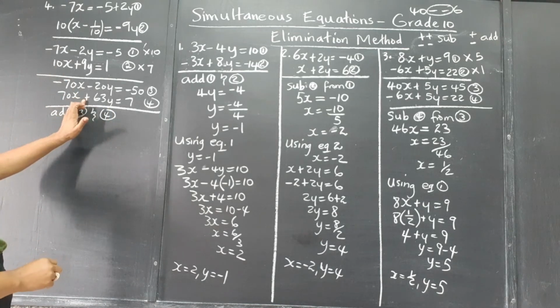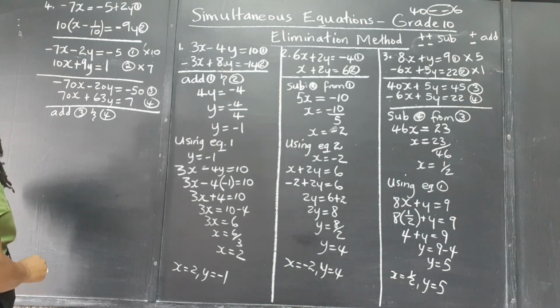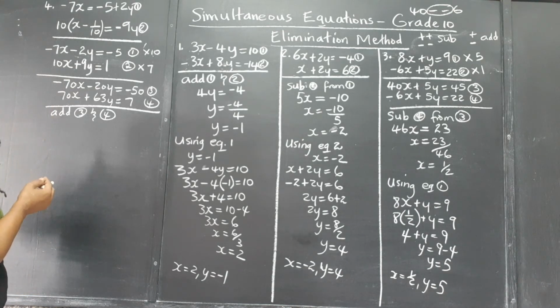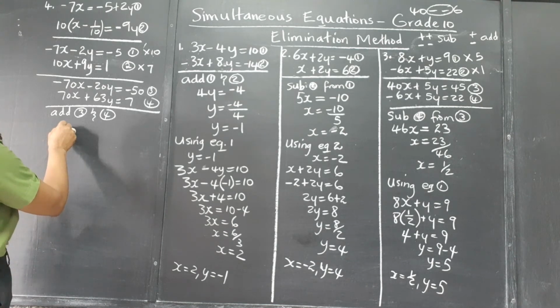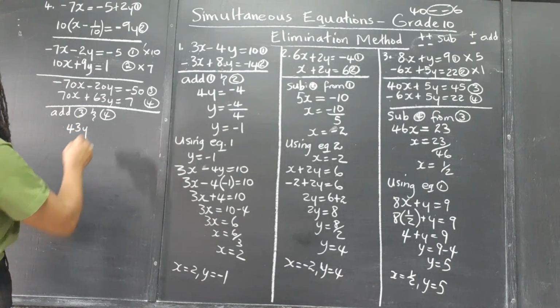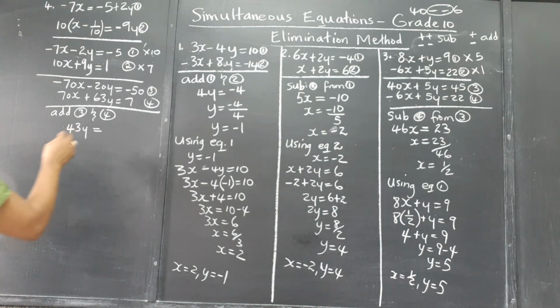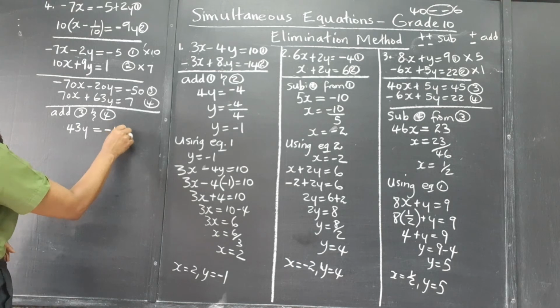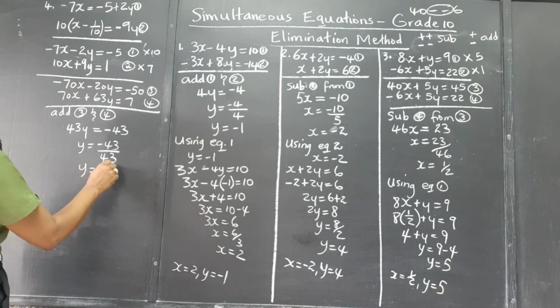This cancels out. So negative 20y plus 63y, that would give 63 minus 20, that is 43y. And negative 50 plus 7, that's negative 43. So y is equal to negative 43 divided by 43, that is negative 1.